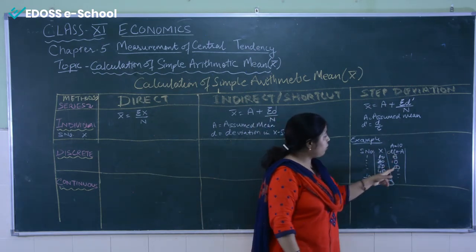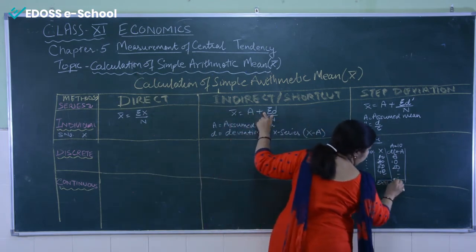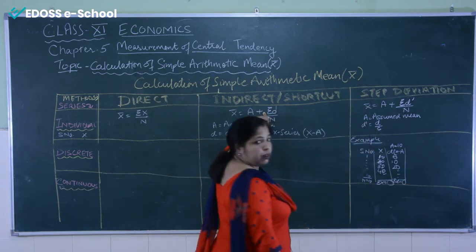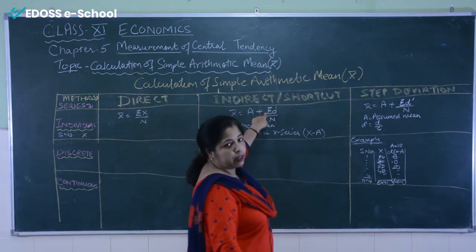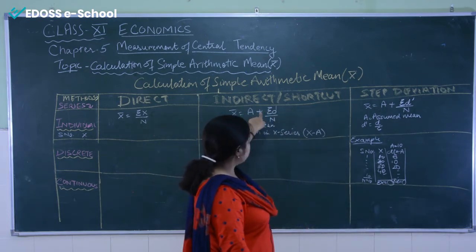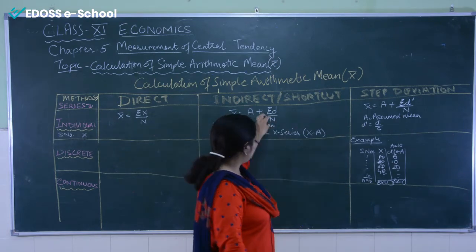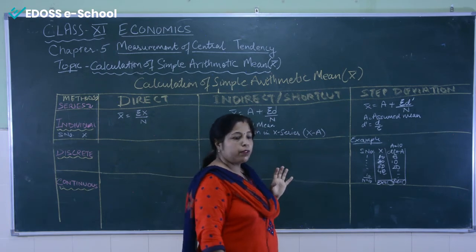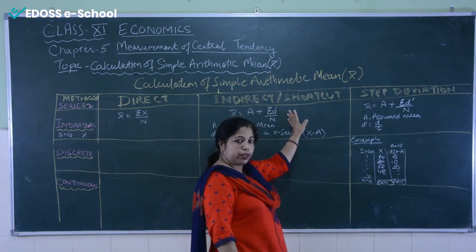And after that, we want summation D. So we will total this up and summation D will appear. The total of D will be summation D, which we will write here. So the A value here, summation D here, and N is 10. We will place the values in these places and solve it. So this is how we calculate the shortcut or indirect method.